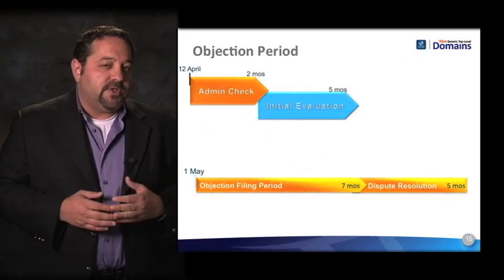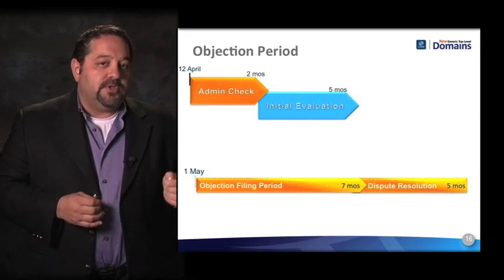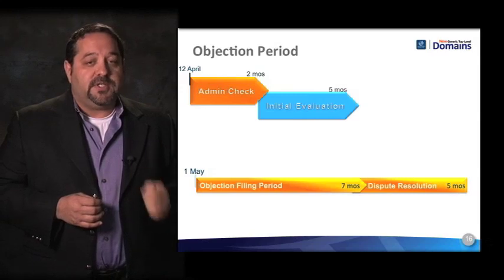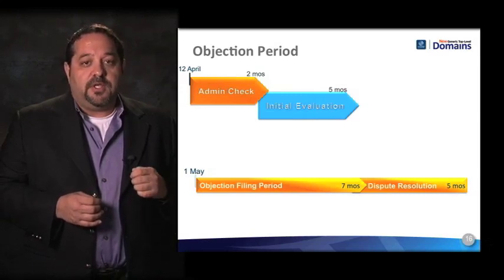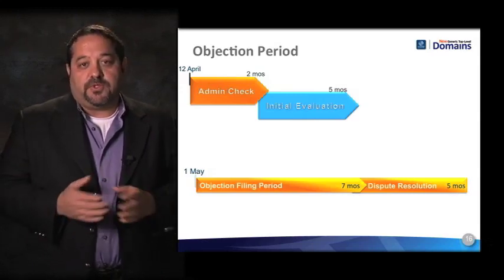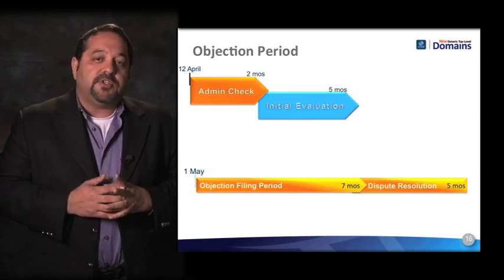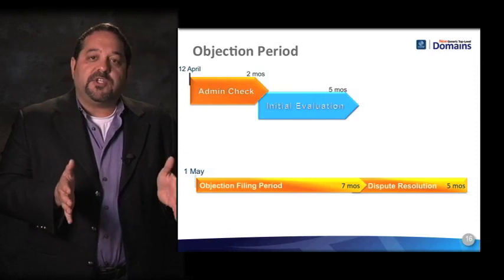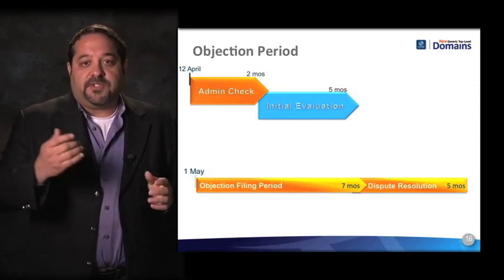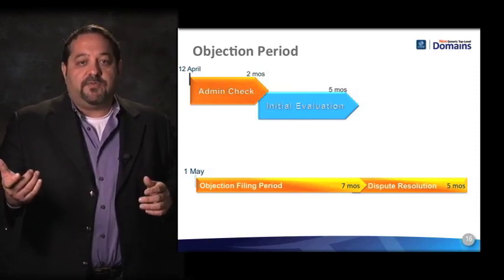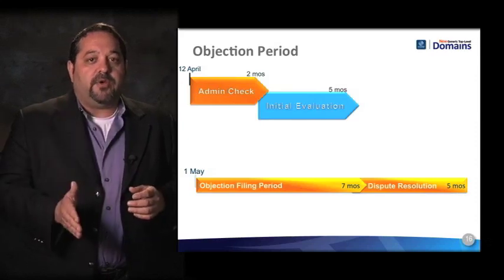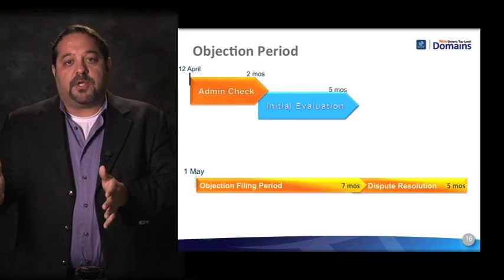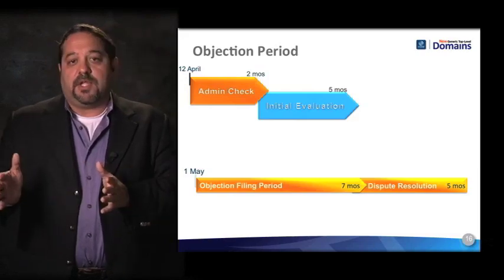So what does the objection period look like? The objection period actually opens on the 1st of May, which is the day that we post the gTLD strings and the public portions of the applications. The objection period will last for 7 months. So it will encompass the initial evaluation period plus extend 2 weeks beyond initial evaluation. Once that period is closed and all the objections have been submitted, the dispute resolution process will begin, and that process will last for 5 months.